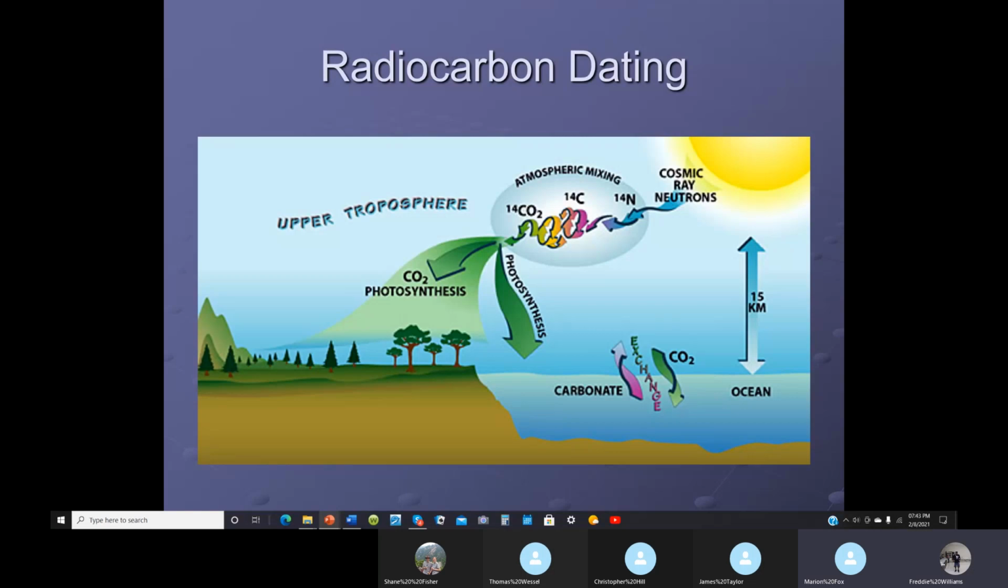Yes, I have one. This is Williams. Do they normally stay at that number in the atmospheric mixing, where you have carbon, neutrons, and dioxide? No, it won't. Here's the thing.